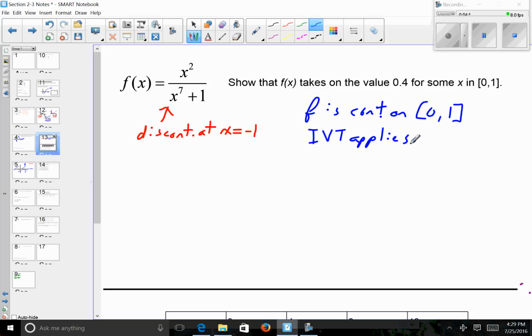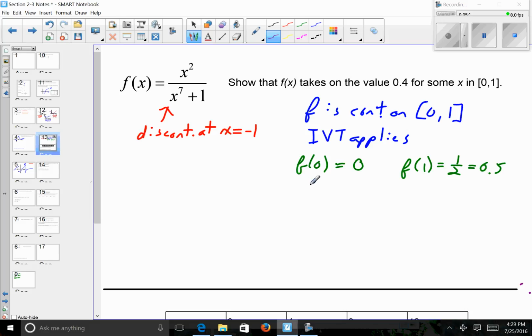So what I then need to do is look at what are my endpoints. So if I plug in 0 to find f of 0, I'm going to get 0. If I plug in 1 to find f of 1, I get 1/2, which is 0.5. And since f is continuous on the closed interval, the IVT applies, so we know the function does hit every y value between 0 and 0.5.